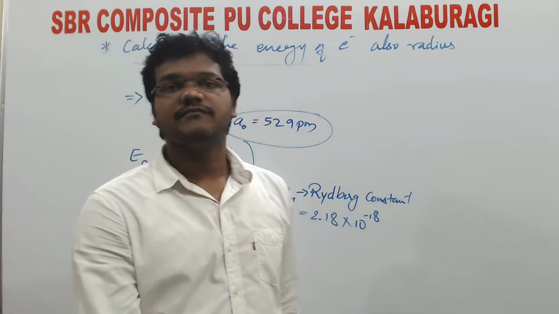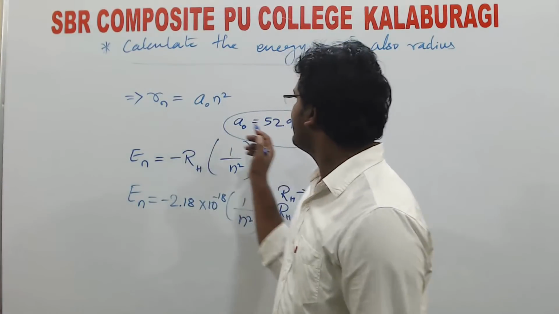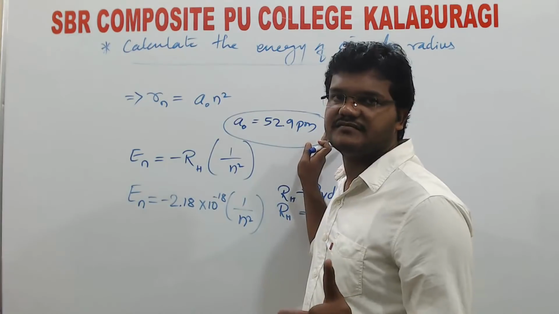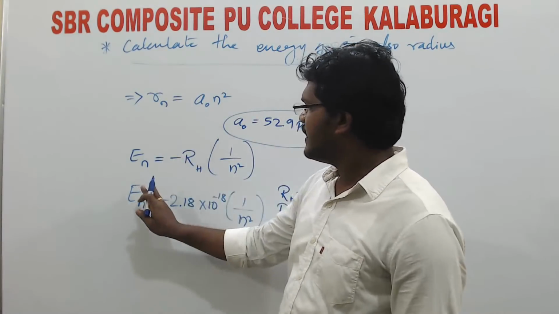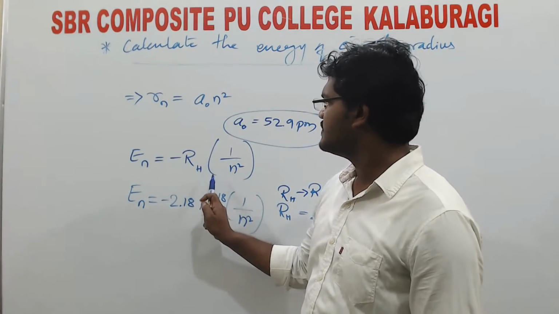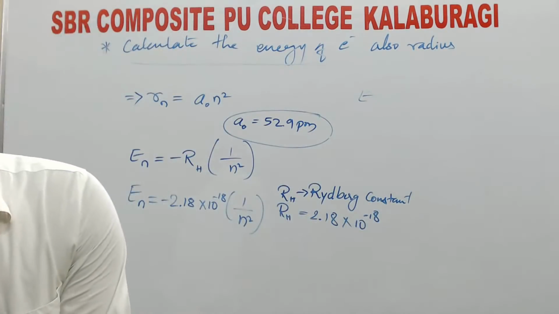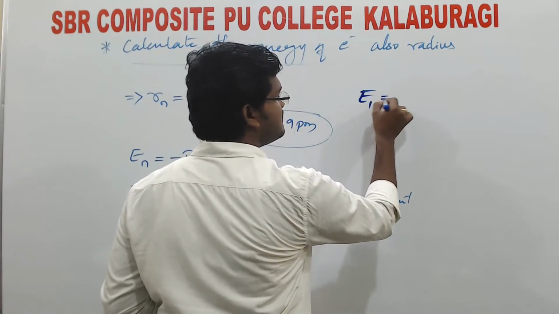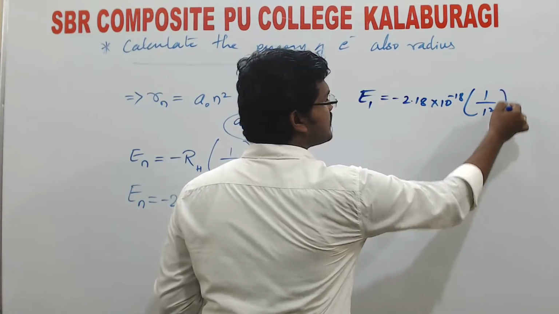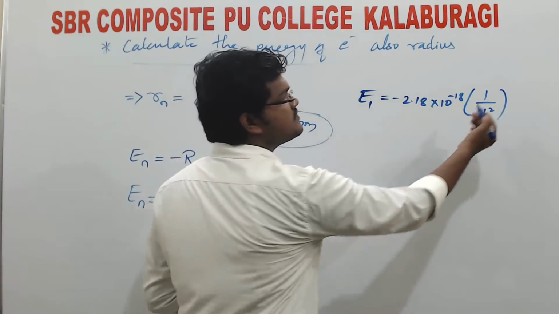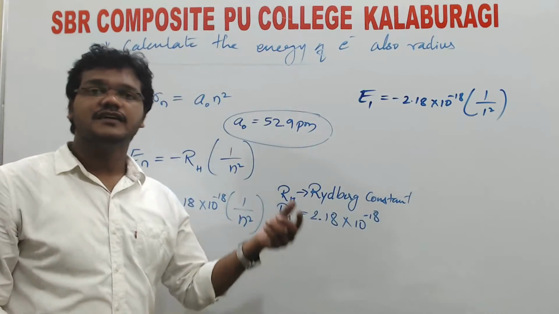So by using this Bohr's model of atom, we got to know that we can calculate the energy and radius of an orbit. The a0 value given is 52.9 for the first orbit, so it is called the Bohr orbit. Clear? That is the radius, and for energy, En is equal to minus RH into 1 by n square. These are the energy levels. For the first, E1 is equal to minus 2.18 into 10 to the power minus 18 into 1 by 1 square. For 2 it is 1 by 2 square, for 3 it is 1 by 3 square, like that. For different orbits, I can calculate the energy and the radius by using these formulas.